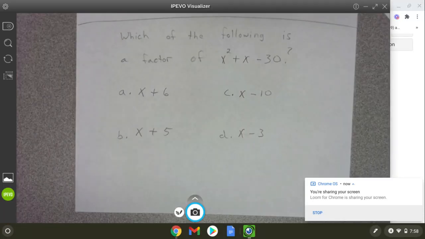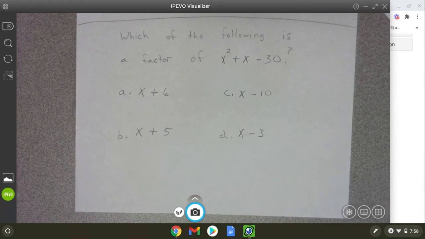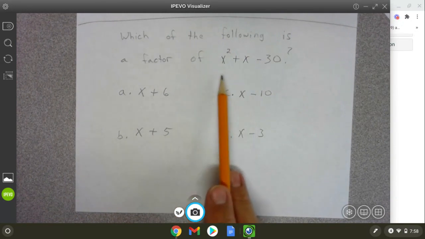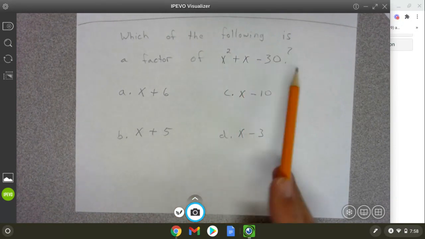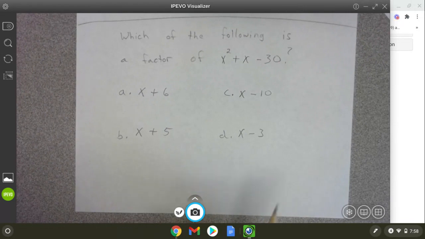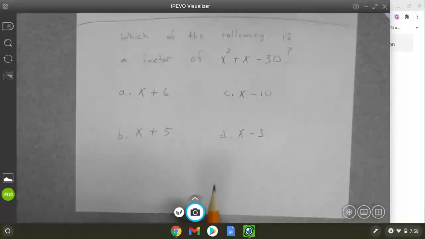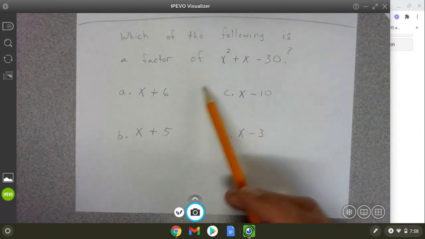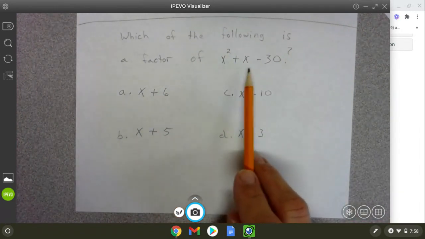I don't remember if we did one of these in our examples, our lessons. Question is, which of the following is a factor of x squared plus x minus 30? All right, so you got two ways that I can think of that you could do this. Maybe three. Anyway, the most straightforward way is just to factor it.